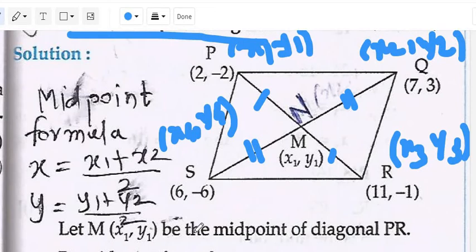Okay, त्यासाठी काय करायचं? तर let M (x1, y1) be the midpoint of diagonal PR. आपण काय घेतला? x1 y1 काय घेतला? मिड पॉइंट घेतला. तर आता मिड पॉइंट फॉर्म्युला आपण कसं लिहू शकतो? x1 is equal to (2 plus 11) upon 2. Is it right? And y1 is equal to (minus 2 minus 1) upon 2.